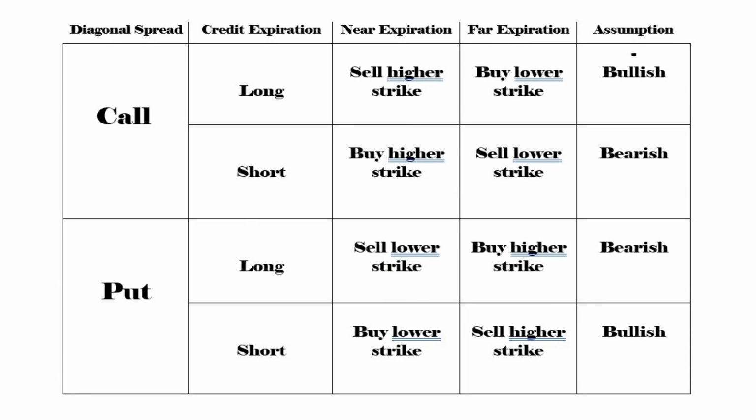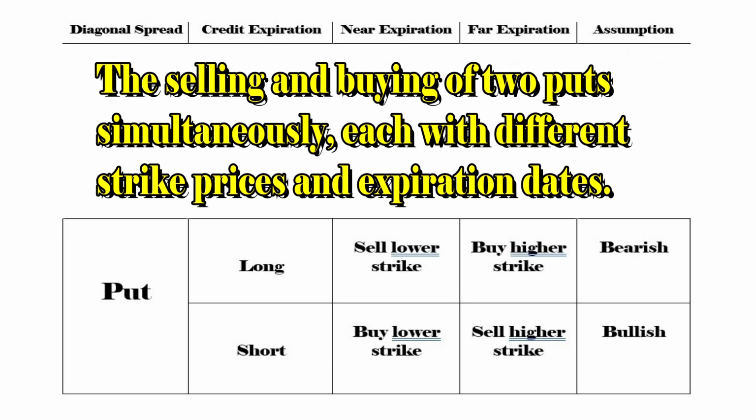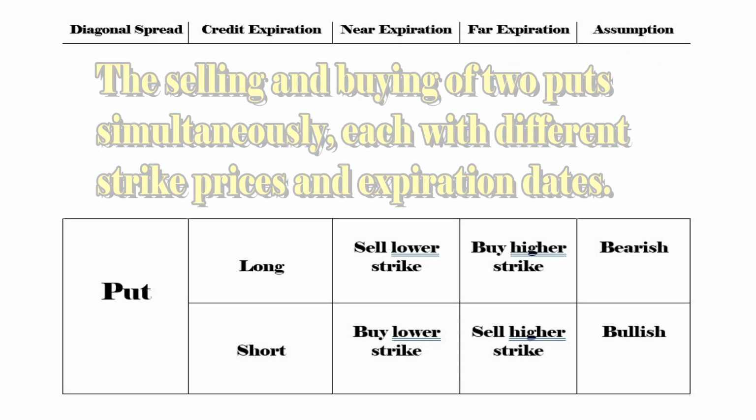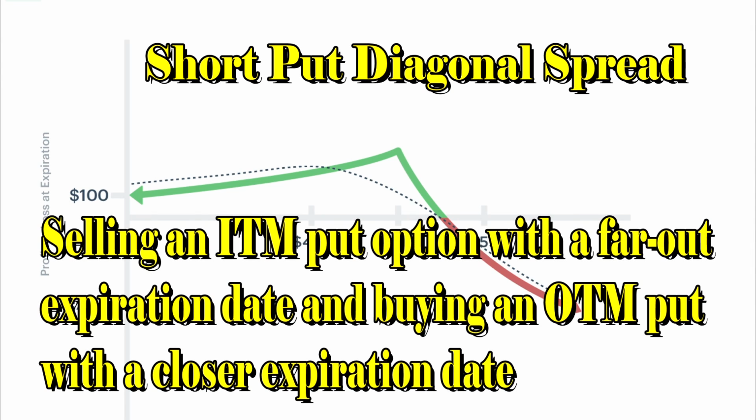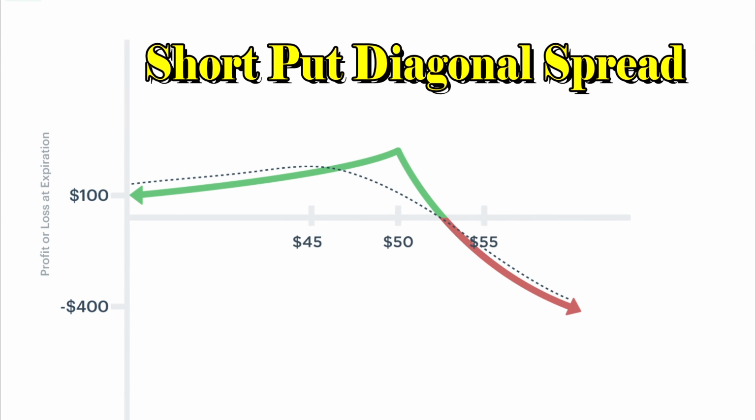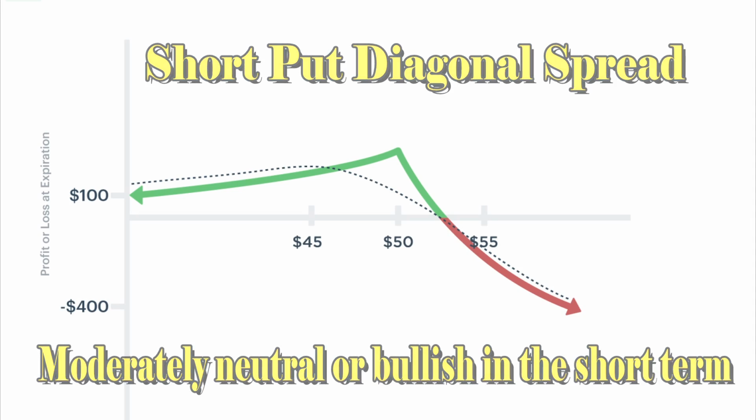You can also open a diagonal spread with puts, and just like with calls, it involves the selling and buying of two puts simultaneously, each with different strike prices and different expiration dates. The short put diagonal spread is selling an in-the-money put option with a far-out expiration date and buying an out-of-the-money put option with a closer expiration date. The potential profit is limited, but does capitalize on the time decay as well as any increase in the underlying asset. One would use this strategy with puts if it is believed that the markets would be moderately neutral or bullish in the short term.